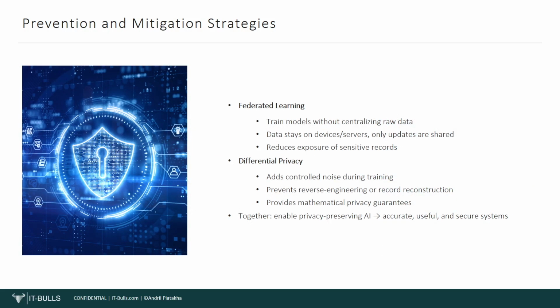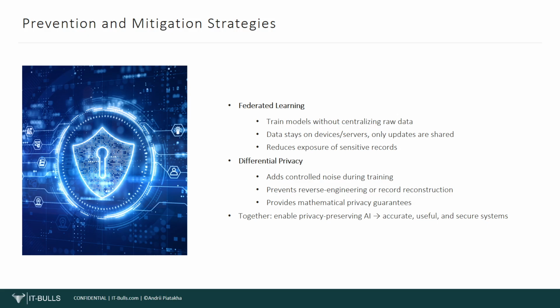There are advanced techniques at the cutting edge of machine learning research, such as federated learning and differential privacy. Federated learning enables us to train models without centralizing all the raw data. Instead, data remains distributed across devices or servers, and only the model updates are shared. This decentralization significantly reduces exposure risks. Alongside it, differential privacy adds a mathematical guarantee.